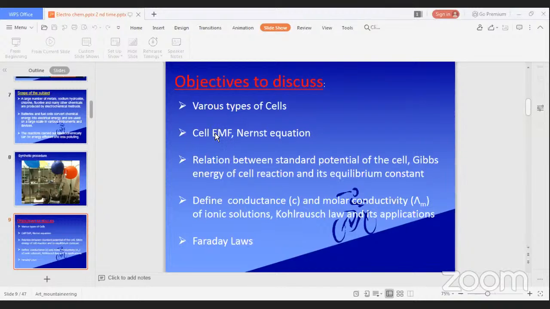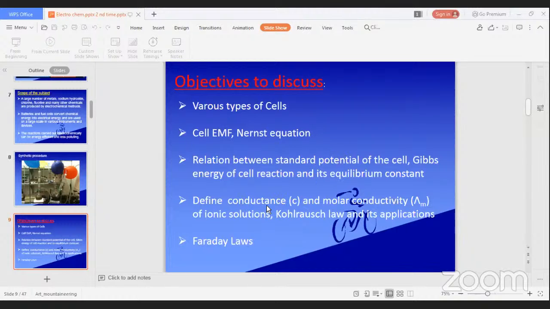What is the cell EMF? We will discuss it, along with the Nernst equation. And third, what is the relationship between the standard potential of the cell, E naught cell, the standard EMF of the cell, the Gibbs energy delta G naught, and the equilibrium constant K? We will discuss the interrelation between these three in this topic.